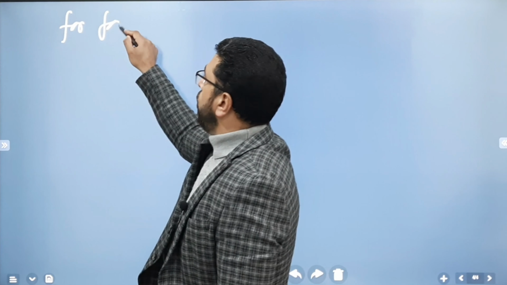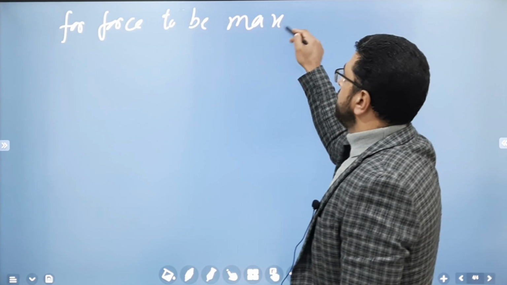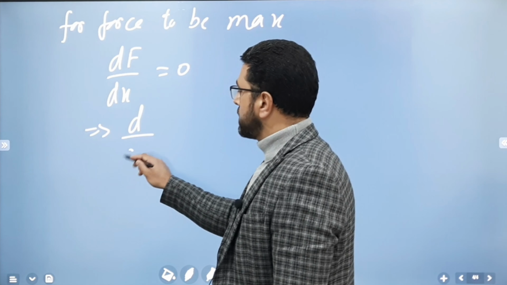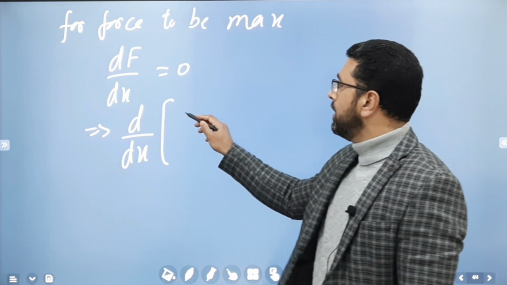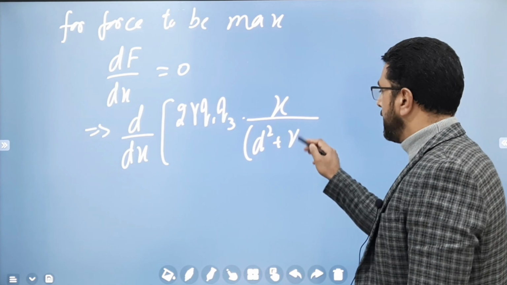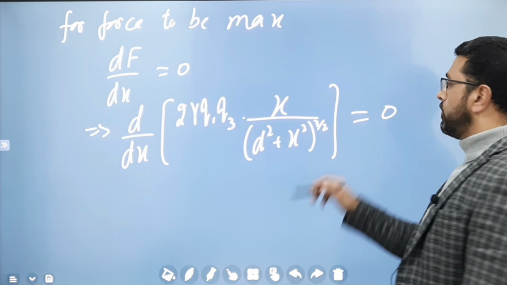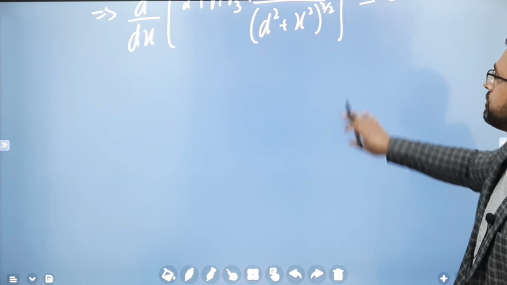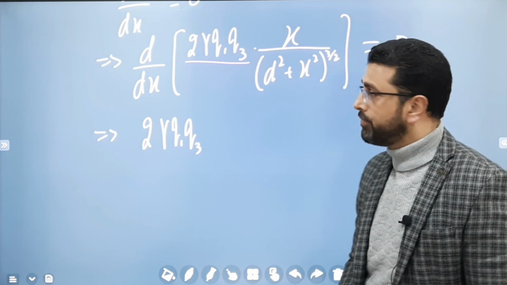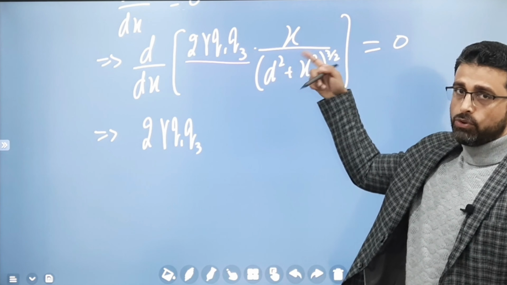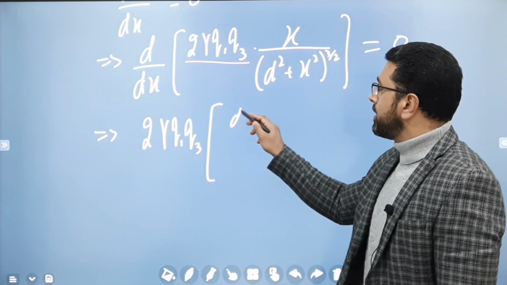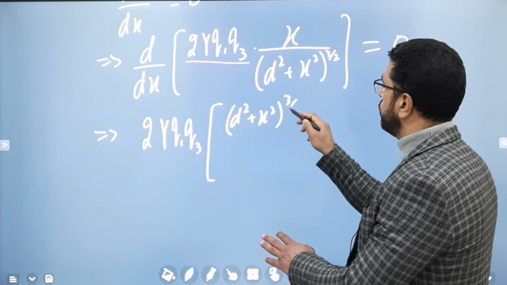So for force to be maximum, df by dx must be equal to 0. So let's use the value of x. d by dx of f is twice gamma q1 q3 into x divided by (d square plus x square) power 3 by 2. This must be equal to 0 now. Differentiation of this thing. Okay. Now this part comes out. Twice gamma q1 q3 comes out. Differentiation of this function. Now this is the quotient rule. We have to use quotient rule here. Numerator and denominator. So quotient rule, you must be aware of that. Quotient rule. Denominator as it is, (d square plus x square) power 3 by 2 as it is.